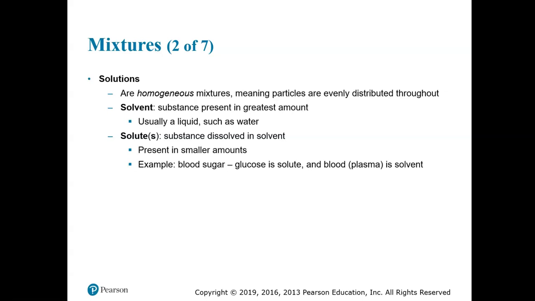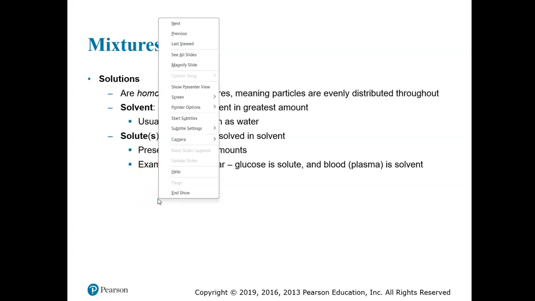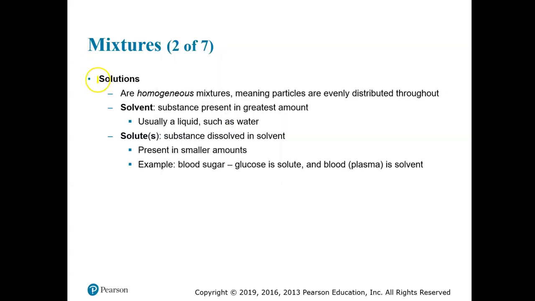And the definition of solution is that it's a homogeneous mixture. And we talk about solutions a lot more in biology and A&P. The solvent is almost always water. And then the solute is whatever is dissolved in the water. So, for example, blood sugar is dissolved in the water in our blood plasma. So the blood plasma, which is mainly water, is the solvent, and glucose is the solute.